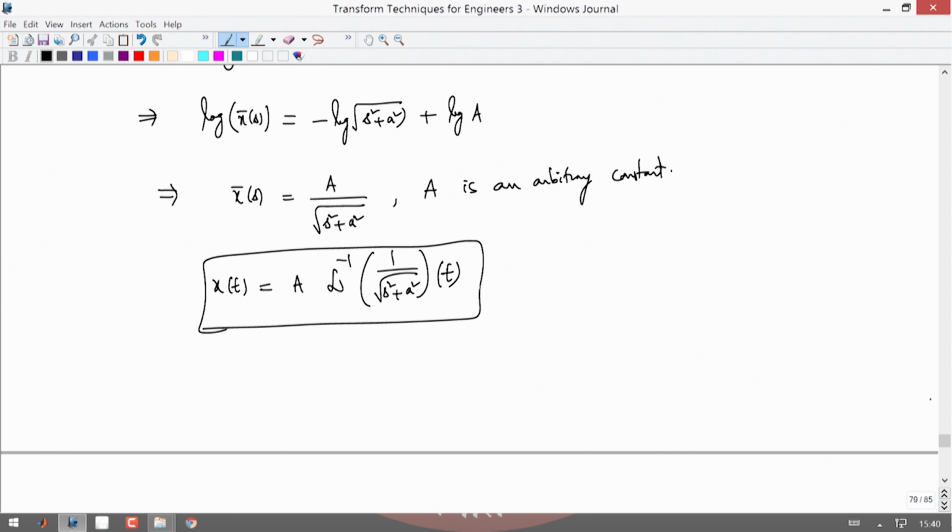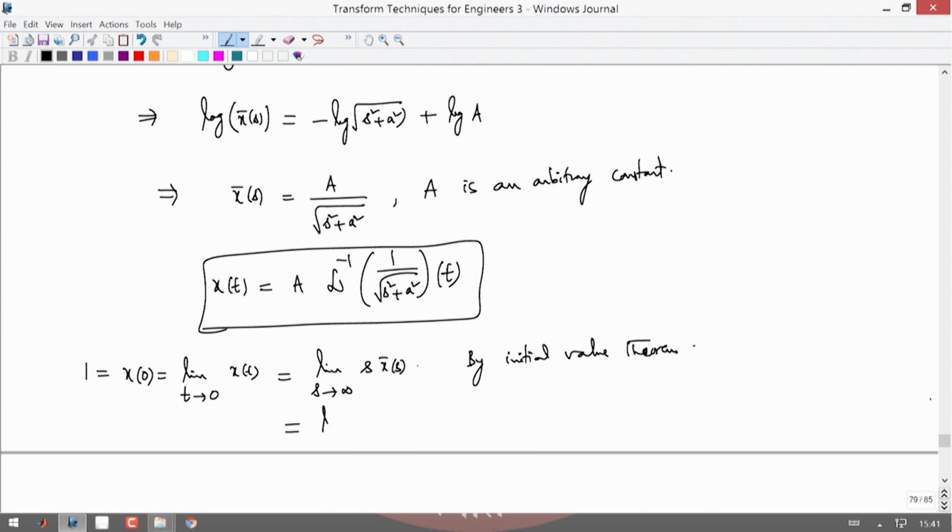So, this is where I use the initial value theorem. It is given that x of 0 equals 1, which is actually the limit of x of t as t goes to 0. This is exactly what we have seen: limit s goes to infinity of s times x bar of s, by the initial value theorem that we have seen in the last video.